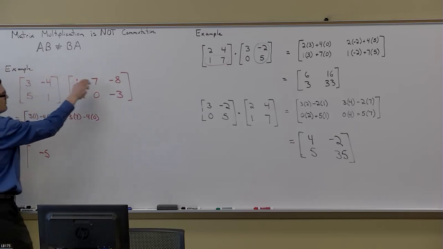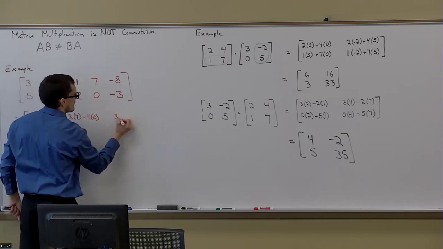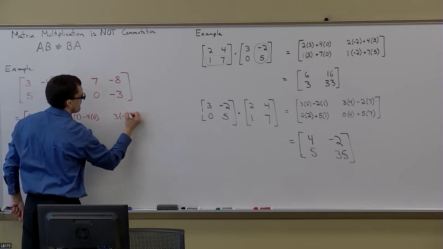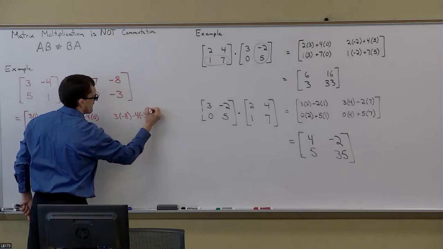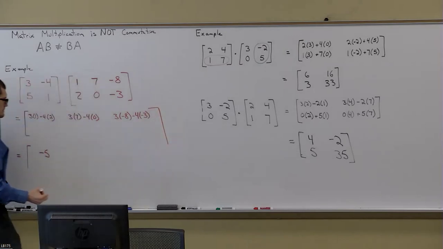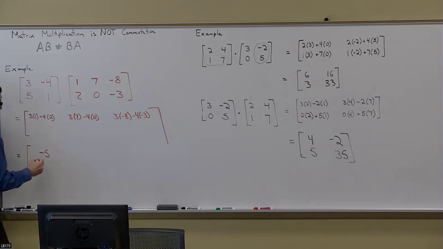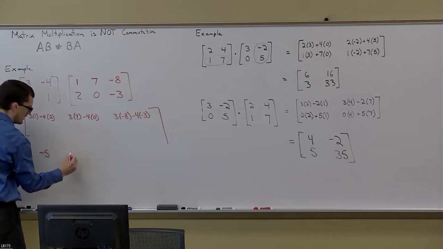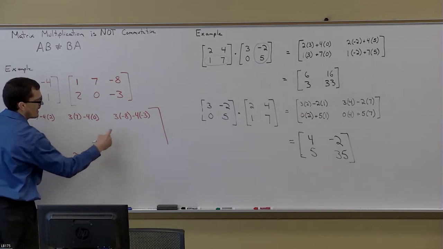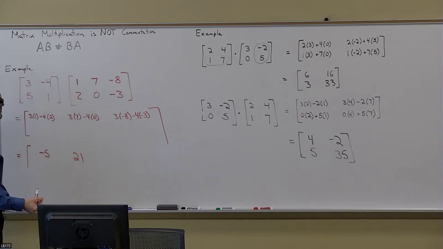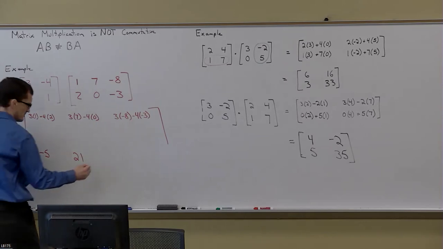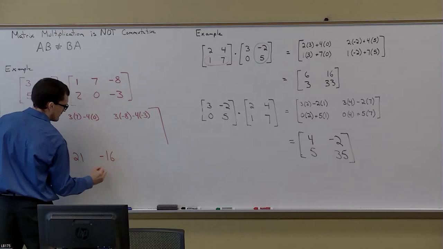And then 3, -4 times -8, -3. My last one. So I get -5, and then I get a 21, and then I get, what's that, -24 plus 12 is -12, is that right? I'll check that in a minute.